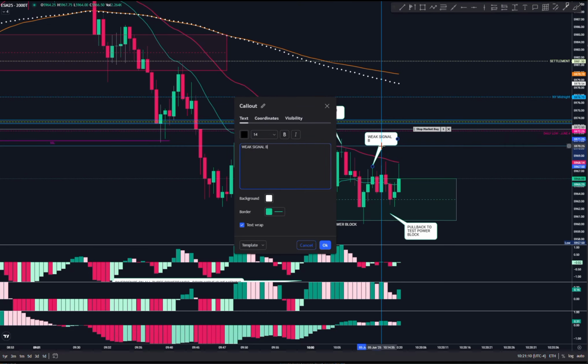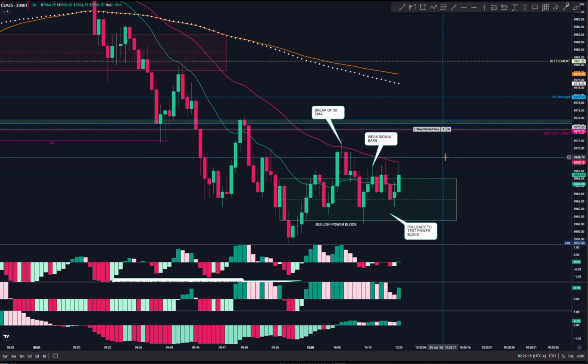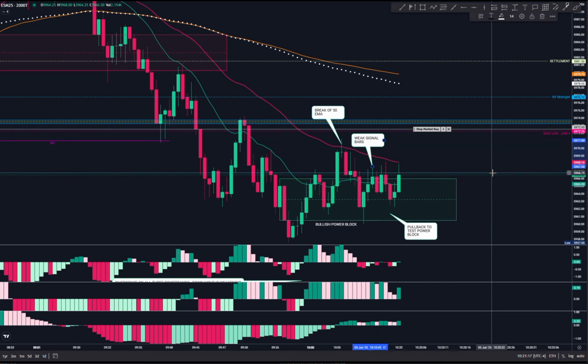Yeah, I'm just noting here, weak signal bars. It's why we didn't take that trade. We want to trade with momentum, with power. That's our edge. Hence the name Power Edge Trading System.